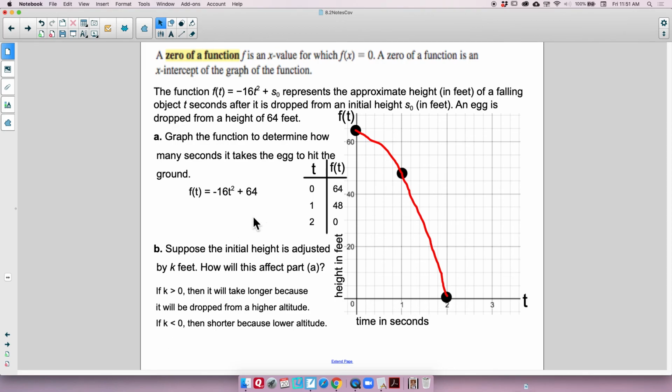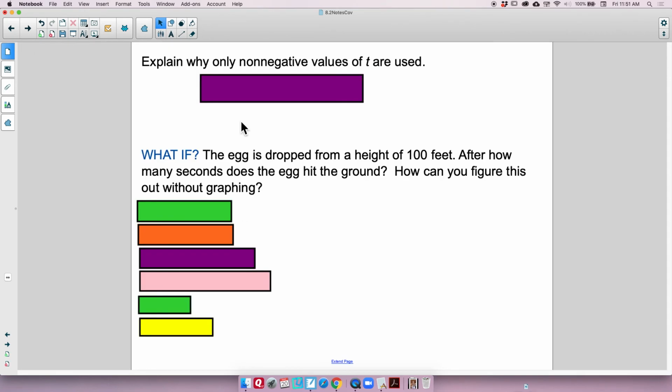And if k was less than 0, let's say k was negative 10, if I combine that with 64, I would be dropping it from 54, and that would take less time. Again, I already went over this, but explain why only non-negative values of t are used. Because it's a real-life situation. Can you have negative time? No.